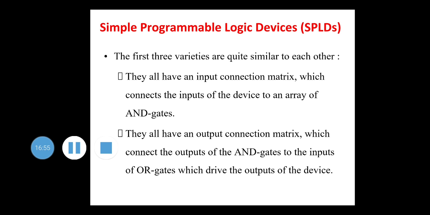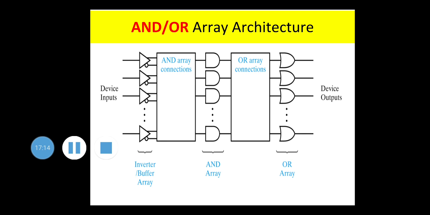The first three varieties are quite similar to each other. They all have an input connection matrix which connects the input of the device to an array of AND gates. They all have an output connection matrix which connects the output of the AND gates to the input of OR gates which drive the output of the device. So it is like this, an array of gates. There is an array of AND gates, an array of OR gates, and an array of input devices, and there are AND array connection and OR array connection blocks.